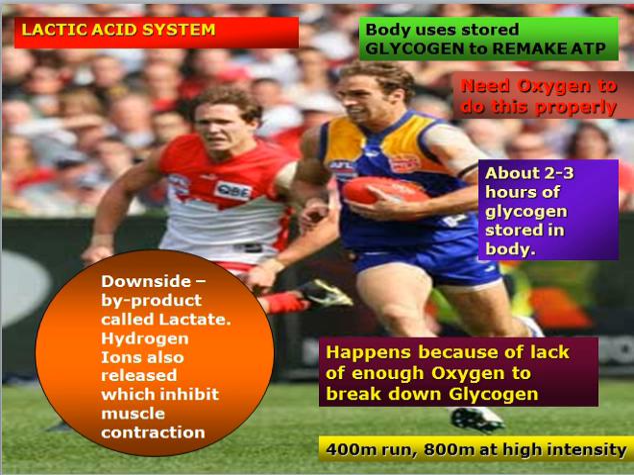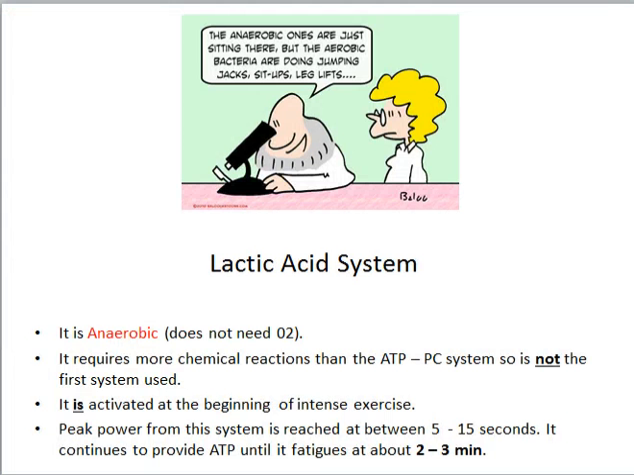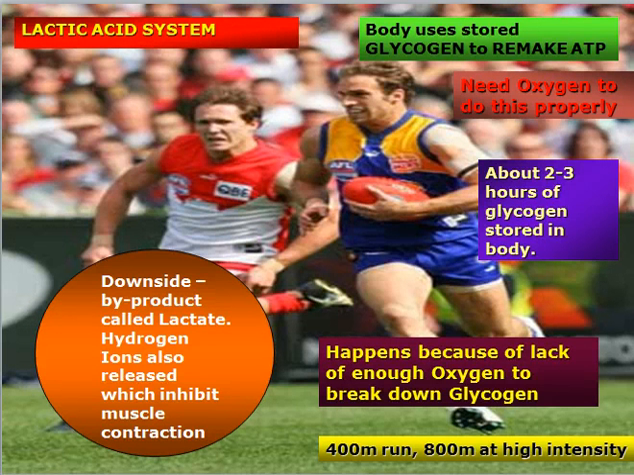So the body uses stored glycogen to remake ATP, like we talked about. We have about 2 to 3 hours of glycogen stored in the body. Sorry, I'm going to go forward. As a matter of fact, forget what I said about needing oxygen to do that properly. I know why it's there, but for our purposes, we're going to talk about the lactic acid system being an anaerobic system. But it's just like those other muscle fiber types. It can enter into the oxidative system at a certain point, but we're not going to go into that much detail yet.